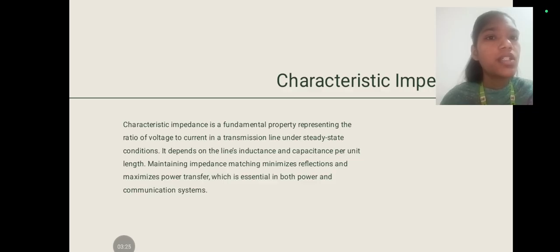Characteristic impedance. Characteristic impedance is a fundamental property representing the ratio of voltage to current in transmission lines under steady state conditions. It depends on the line's inductance and capacitance per unit length. Maintaining impedance matching minimizes reflections and maximizes power transfer, which is essential in both power and communication systems.